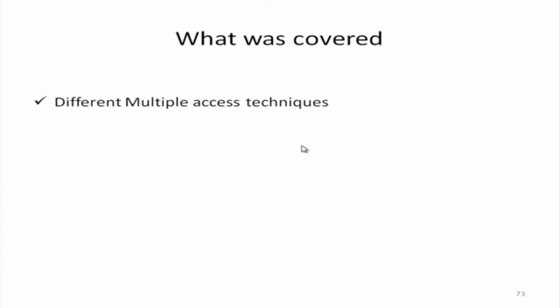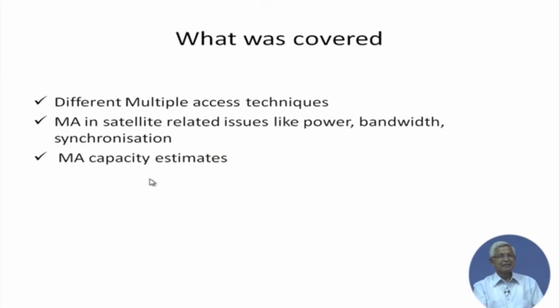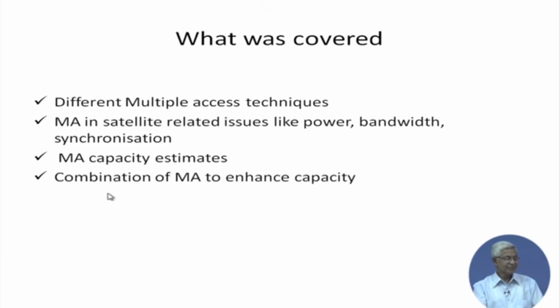So what we have covered till now in the total multiple access, a couple of lessons, is different types of multiple access techniques briefly and major multiple access techniques, and then the satellite related issues like bandwidth, power and synchronization, and then the capacity for each of these multiple access, very brief quick calculations, and of course enhancement by combining multiple access to enhance this capacity. So with this we complete the course on multiple access.